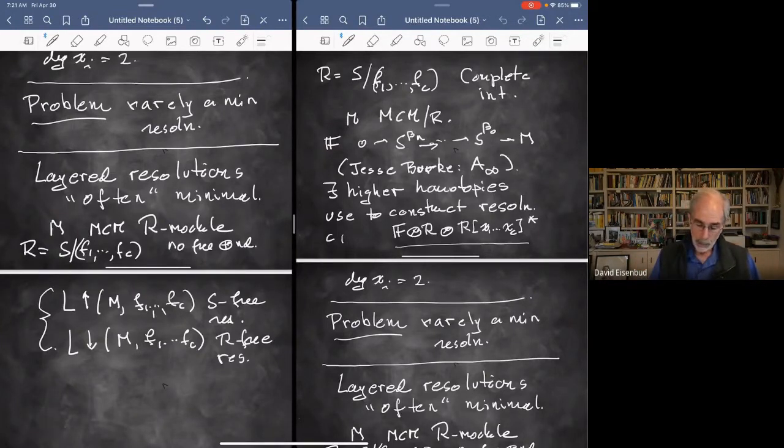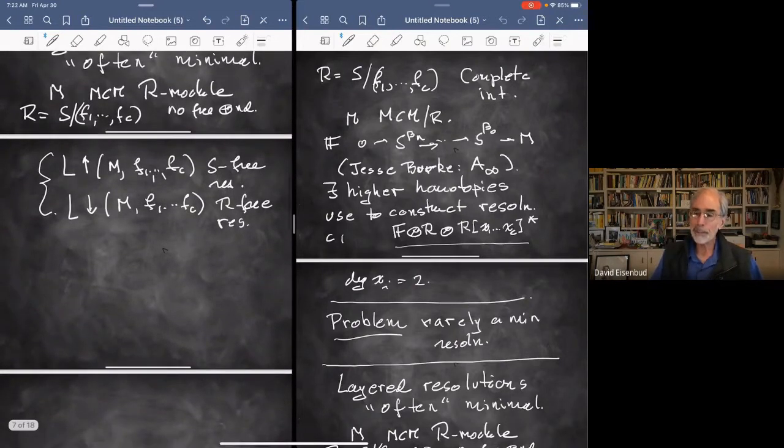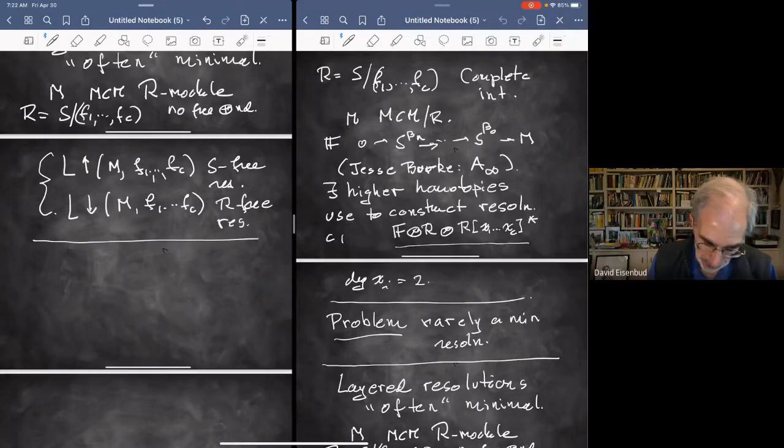Now, I need one tool which is very beautiful and very elementary, but not as well known as I think it should be. This is something which got studied for a while around 1990, and then hasn't appeared much since then, but I think it's a very lovely idea. And this is the idea of Auslander and Buchweitz.